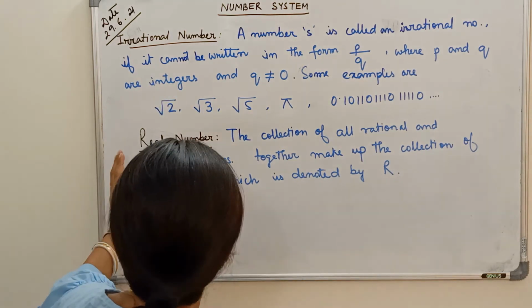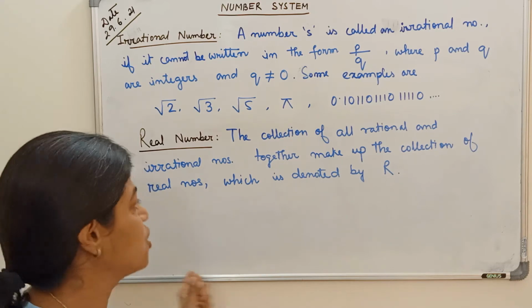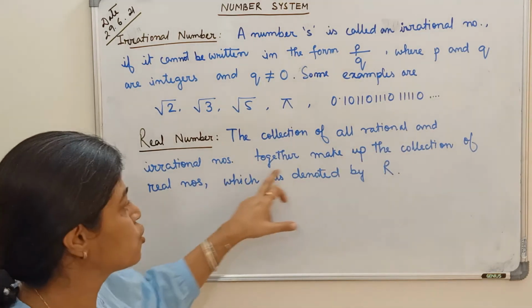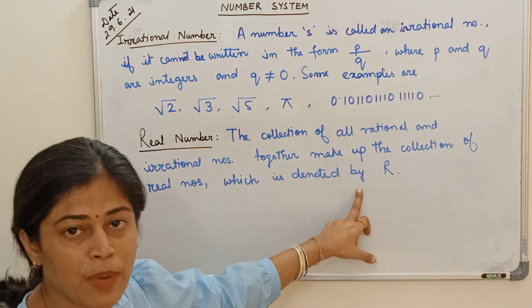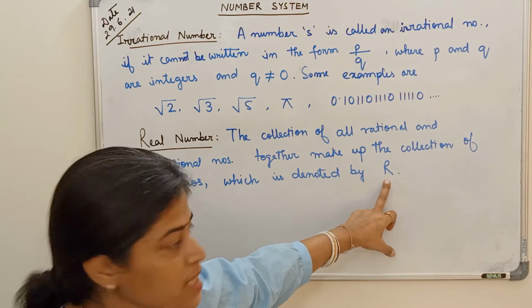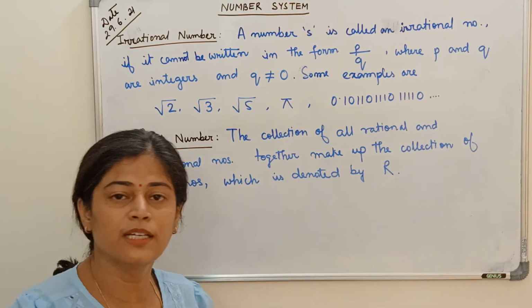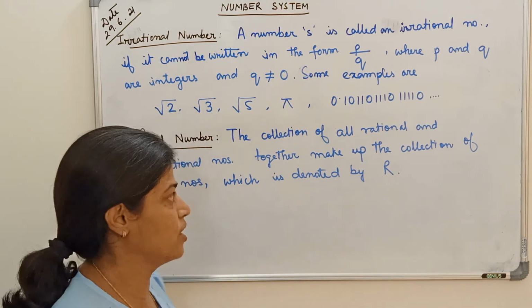Now coming to real number. What is real number? The collection of all rational and irrational numbers together make up the collection of real numbers, which is denoted by R. That means a real number can either be rational or be irrational.